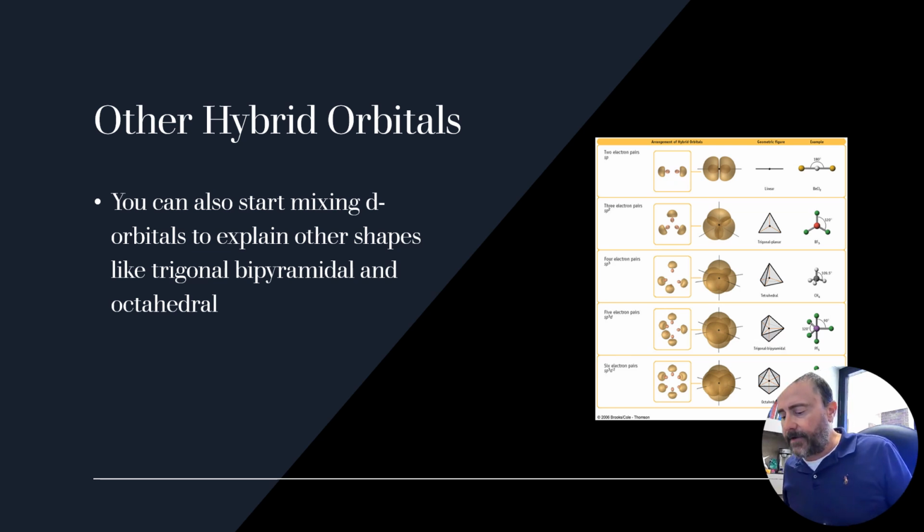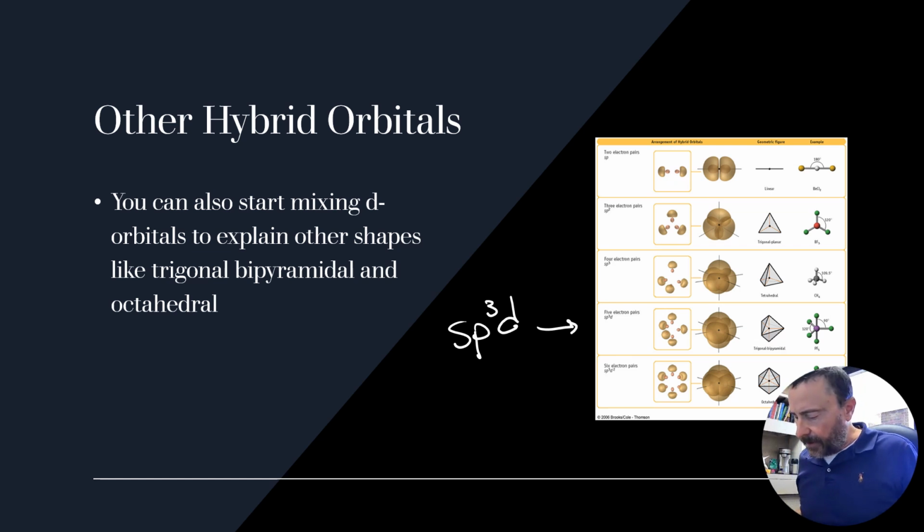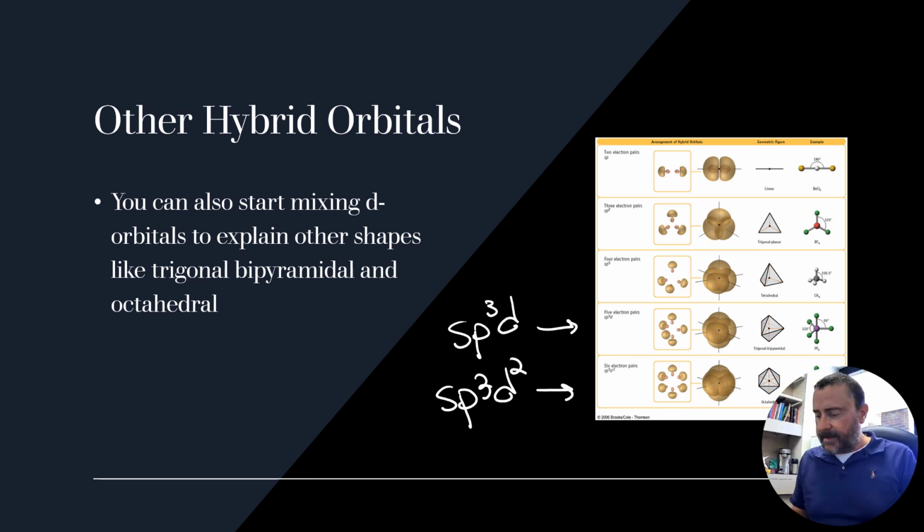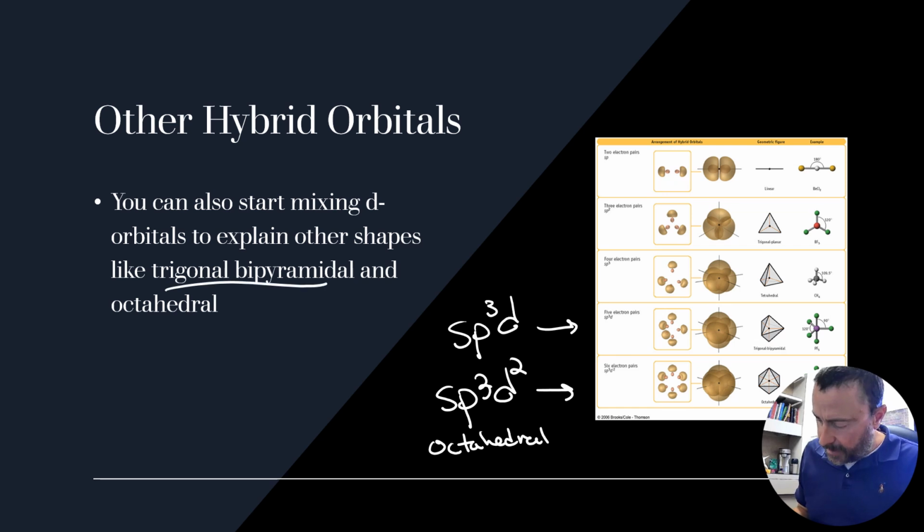We can also have other hybrid orbitals. We can start to mix with d orbitals as well. It's hard to see there, but we can get sp3, and if we mix then with a d orbital, that is sp3d. Again, it's kind of small, so I'm writing it out there. And then we could mix with two d orbitals, sp3d2. That's where we get the octahedral shapes and stuff like that, and trigonal bipyramidal comes in there.